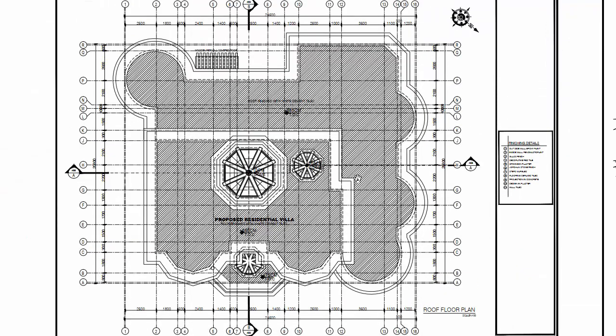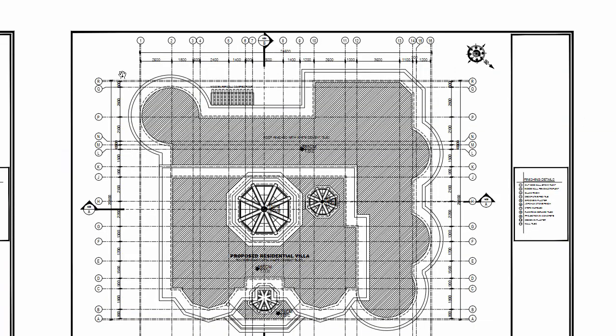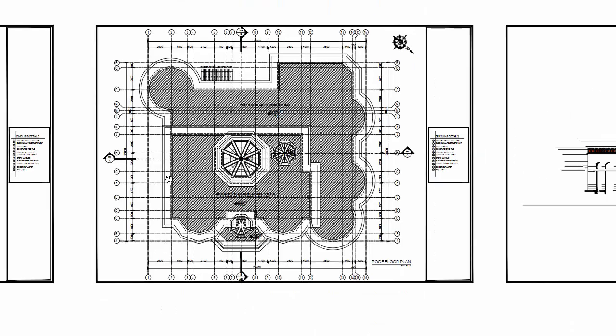You can see that it is the same as before. We have to put the column axis and the section line here also. So you can see this is the floor plan.